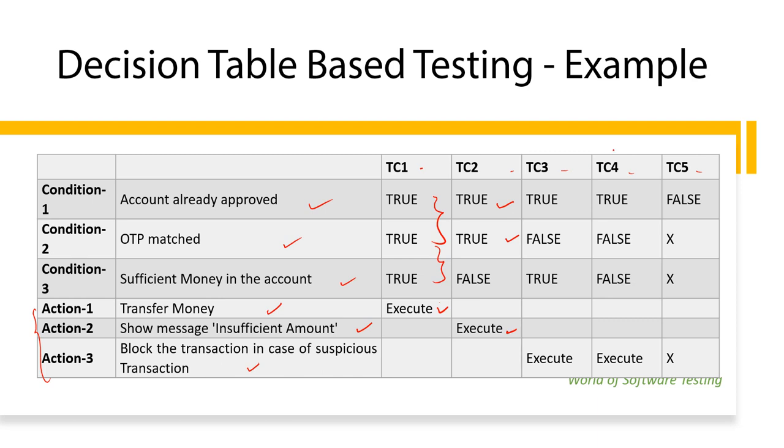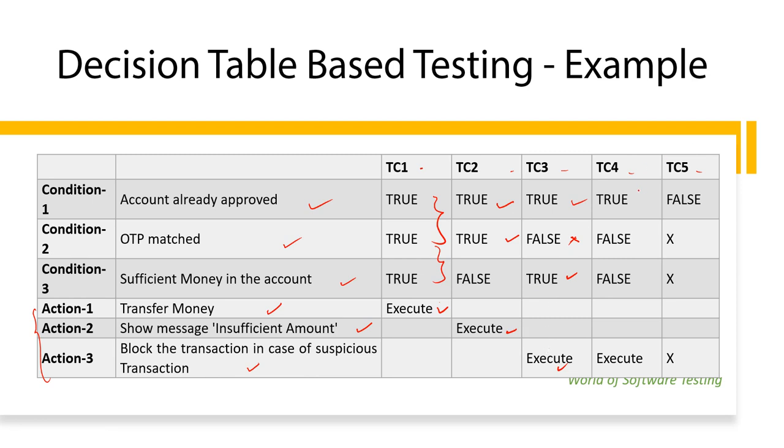In test case 3, we have the account already approved and sufficient money in the account, but the OTP is not matched, because we are not authenticating with the OTP correctly. So in this case, the action is to block the transaction in case of suspicious transaction, because this is not authenticating with the OTP, so that's why it is a suspicious transaction. So action 3 will get executed.